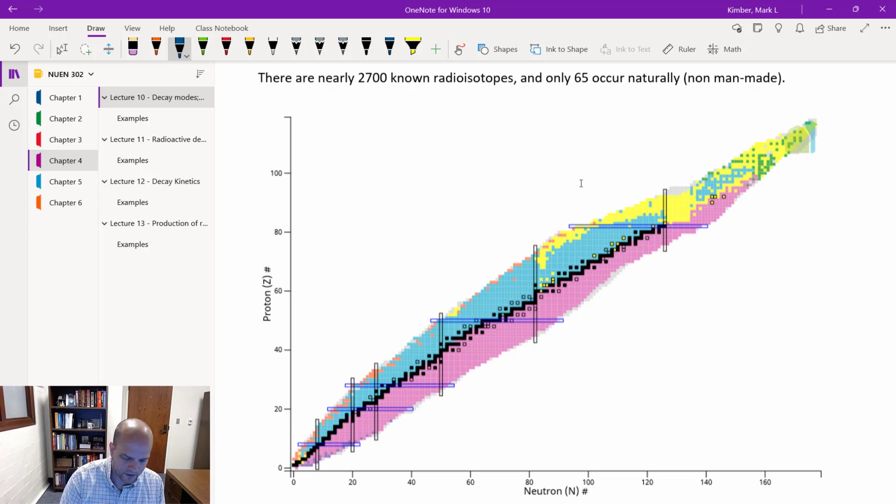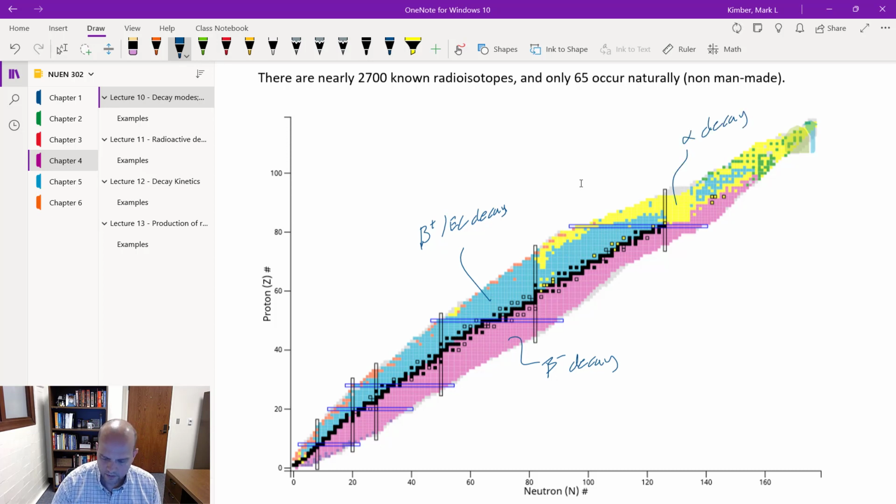And so this pink region down here, this is our beta minus decay. This region up here is going to be our beta plus, or electron capture. The yellow region up here is what's known as the alpha decay. And if you can see these green, I guess apologies to those who are colorblind. But there's scattered dots in this high mass number region where we have what's known as spontaneous fission.